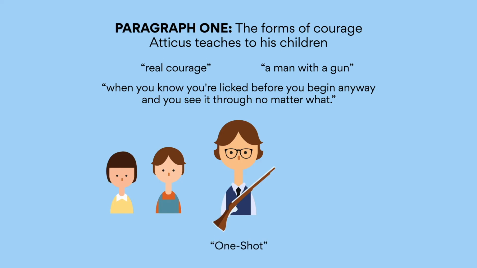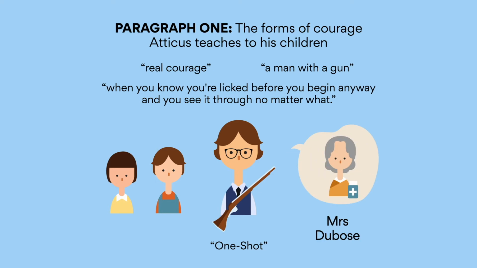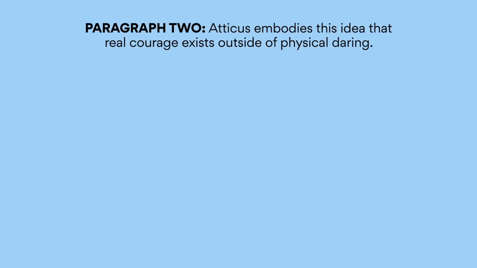While Atticus, One-Shot Finch, downplays his marksmanship, he focuses the children's moral instruction on characters such as Mrs. Dubose, who he admires as courageous for fighting her morphine addiction. The next paragraph would look at Atticus's actions and also the trial in a bit more detail, as he embodies this idea that real courage exists outside of physical daring.